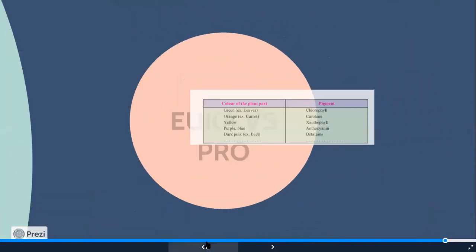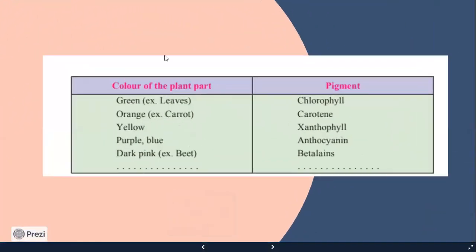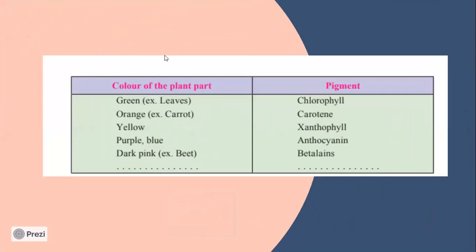So when I say about chloroplast, we just saw that there are different pigments. Now, this is just a name of the pigments that we have. So green, of course, is due to chlorophyll. Orange is due to carotene. Yellow is due to xanthophyll pigment. Purple and blue is because of anthocyanin, and dark pink is due to betalains.